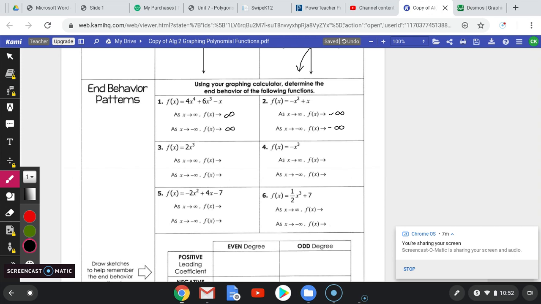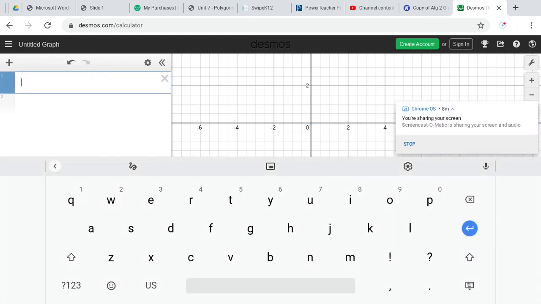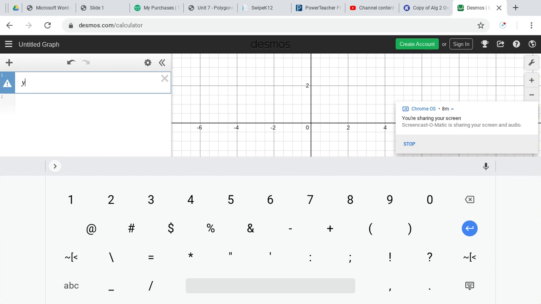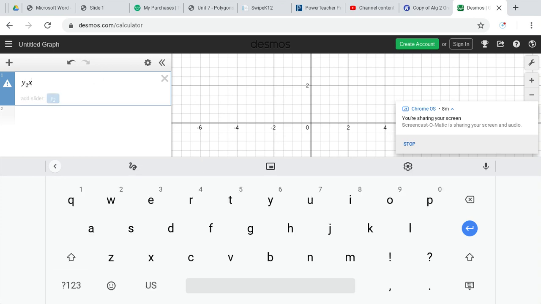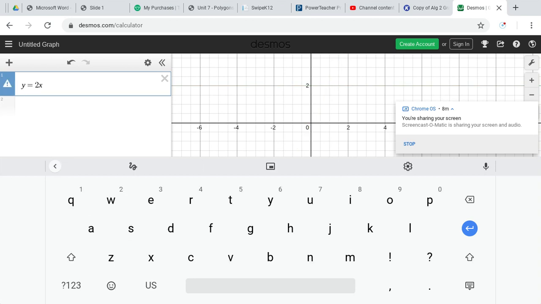Well, what about the next two here? So if I look here, the difference between these two, 1 and 2, their degrees were both evens, right? 4 and 2, but one was a positive leading coefficient and the other one was a negative leading coefficient. Well, what happens if I have an odd degree here? So like 2x cubed. So if I graph that here, y equals 2x cubed.